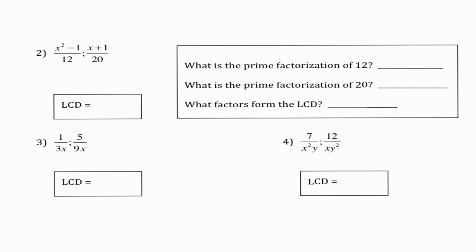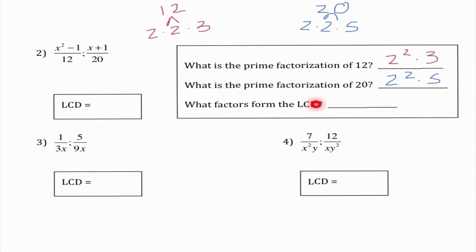So, using that method, we want to go ahead and do number 2 together as well. So we need to figure out what is the prime factorization of 12. So if I broke down 12, I would get 2 times 2 times 3. So if I write this as prime factorization, I'm going to say it is 2 squared times 3. What is the prime factorization of 20? So if I broke down 20, 20 would become 2 times 2 times 5. So I would get 2 squared times 5.